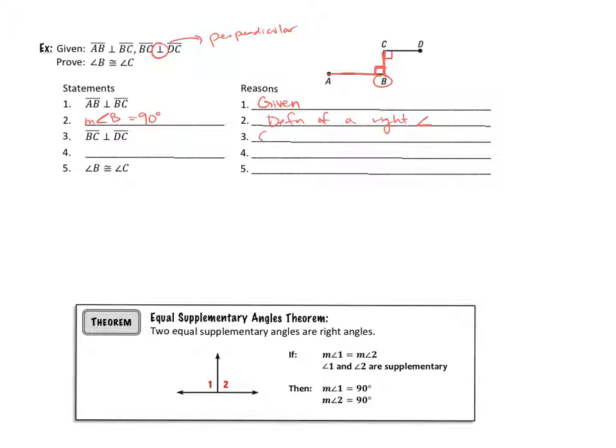Statement 3 is another one of my givens, and here it says that segment BC is perpendicular to segment DC, also creating another right angle. So I know that the measure of angle C, that vertex, is also 90 degrees, and that's because of the definition.